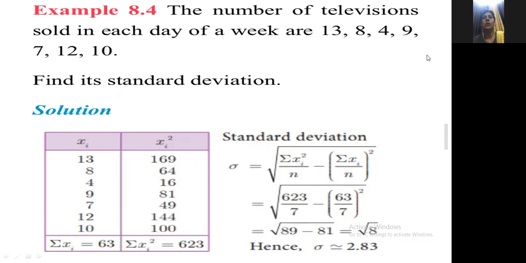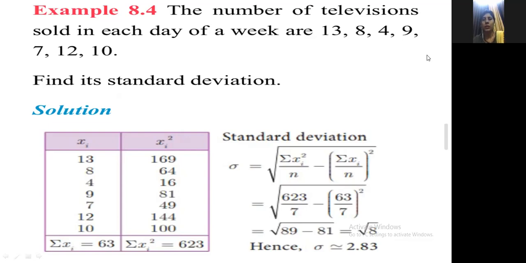To find the standard deviation, we just do two things. First, we write in a table the data given, that is 13, 8, 4, 9, 7, 12, 10 under the X column. The second column is of X square. That means we just square these values. After squaring all these values, we find the sum of all these values. So the standard deviation or sigma is calculated accordingly.